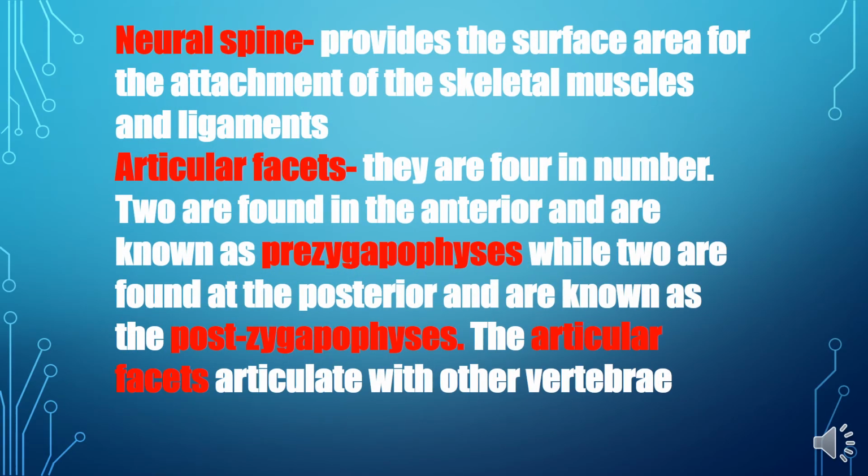We have the neural spine, which provides the surface area for the attachment of the skeletal muscles and ligaments. The articular facets, there are 4 in number. 2 are found in the anterior and are known as prezygapophyses, while 2 are found at the posterior and are known as the postzygapophyses. The articular facets articulate with other vertebra.